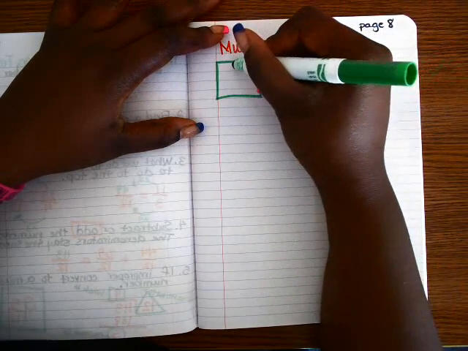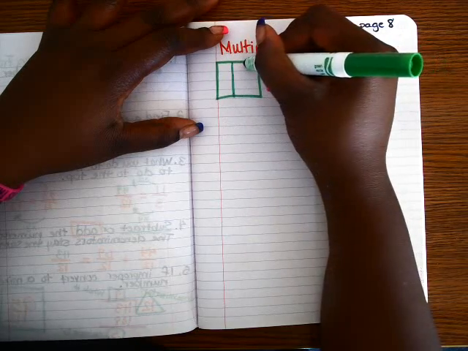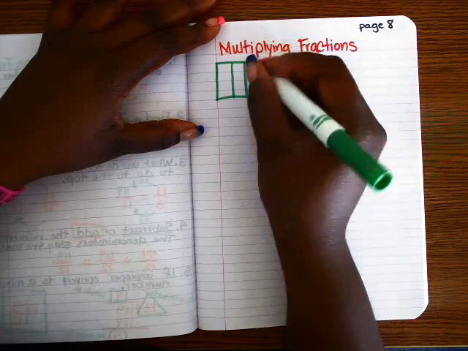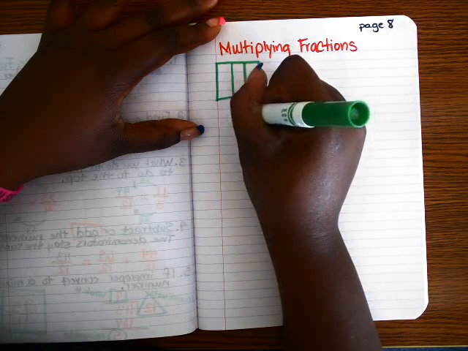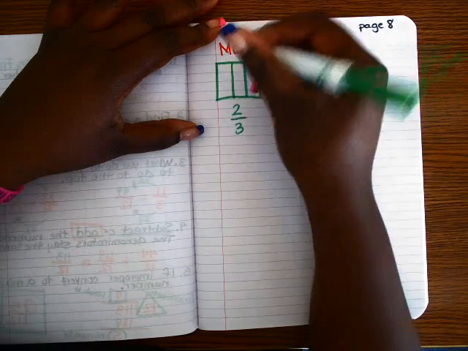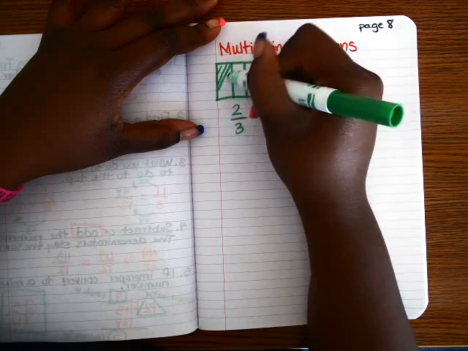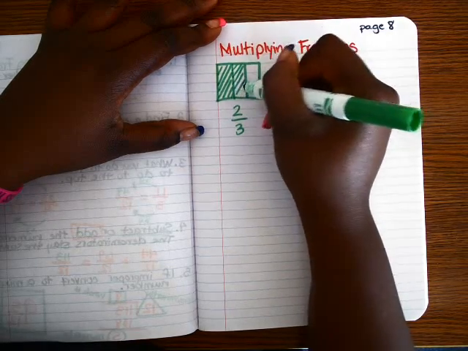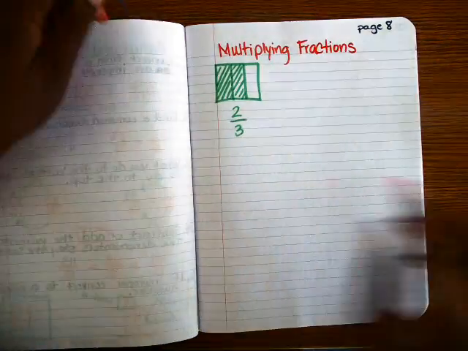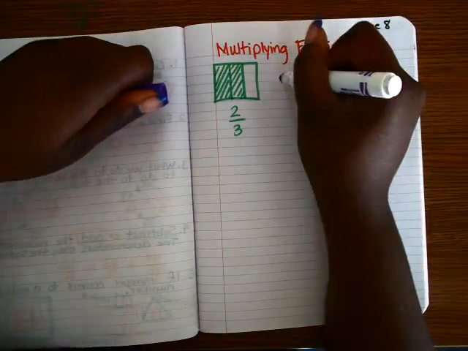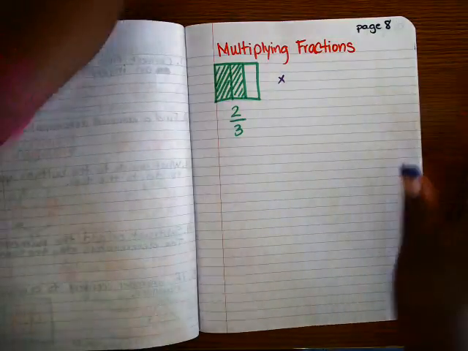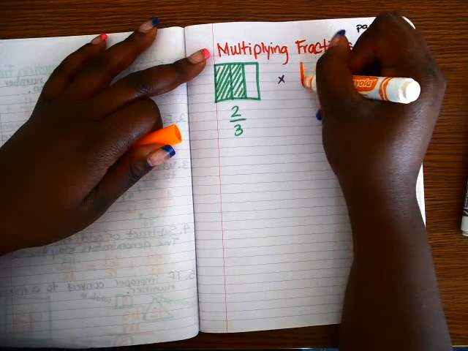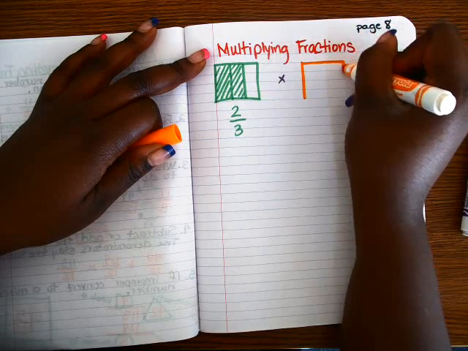If I want to model 2/3, the denominator tells me that I need to break my fraction or my square into 3 pieces, because 2/3, it'll be 2 shaded out of 3 whole pieces. I want to multiply this fraction, 2/3 times 3/5.